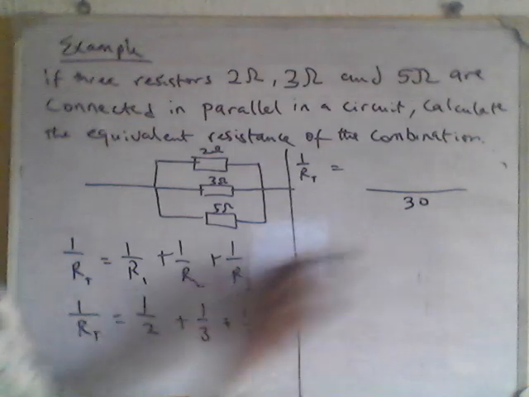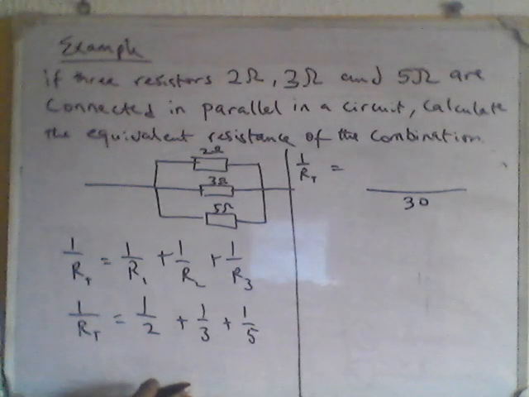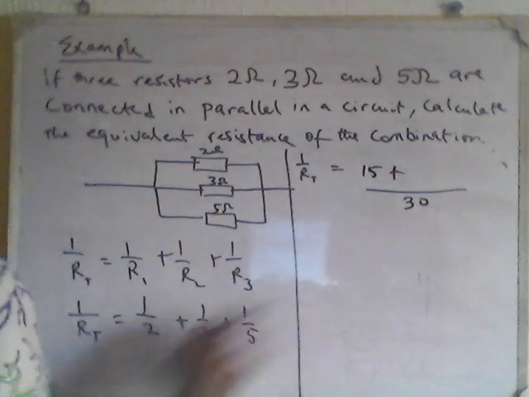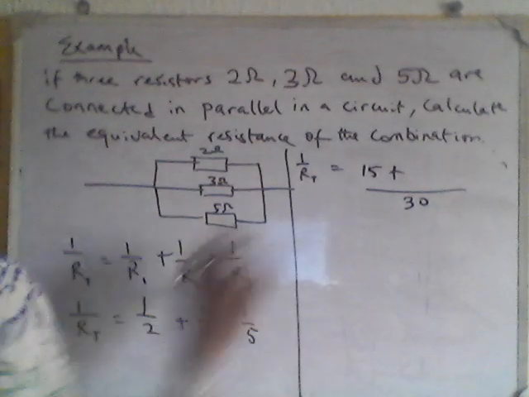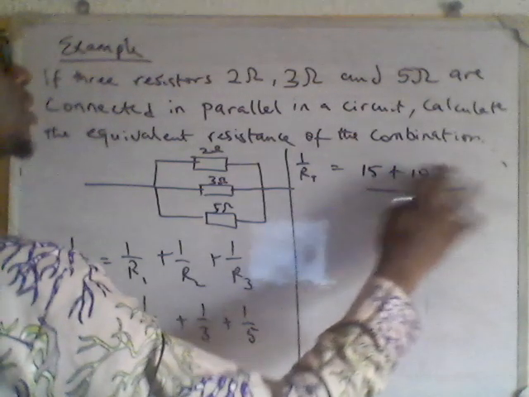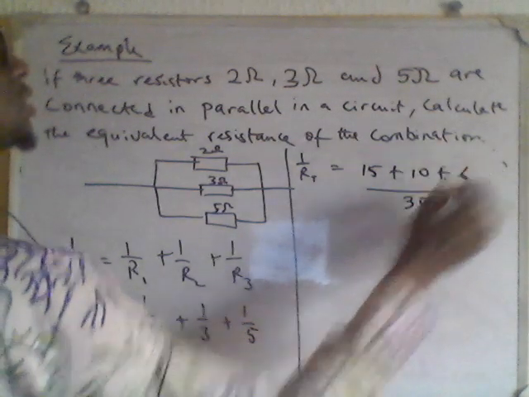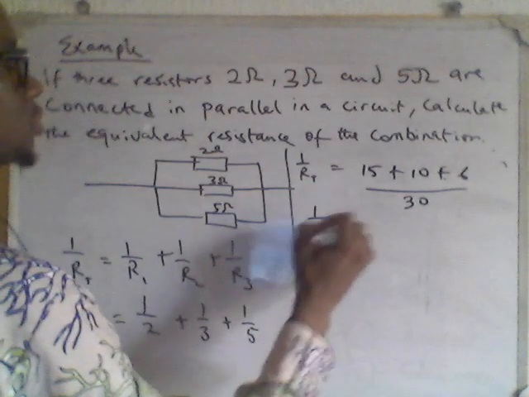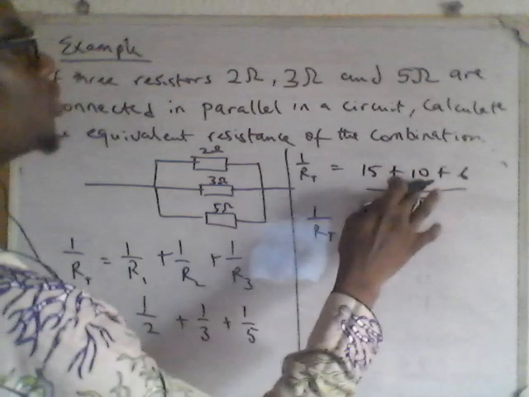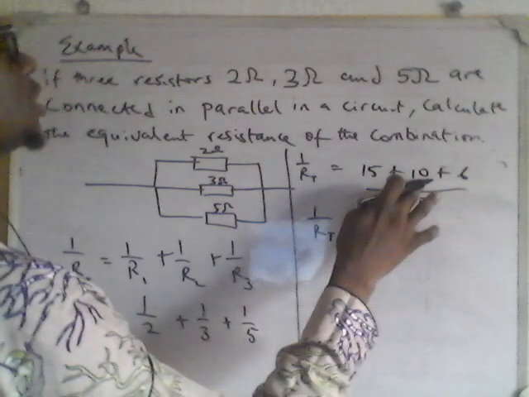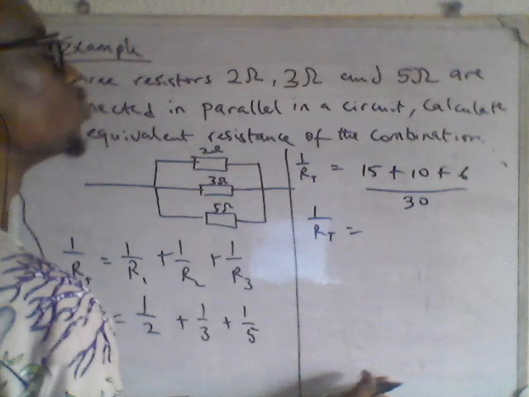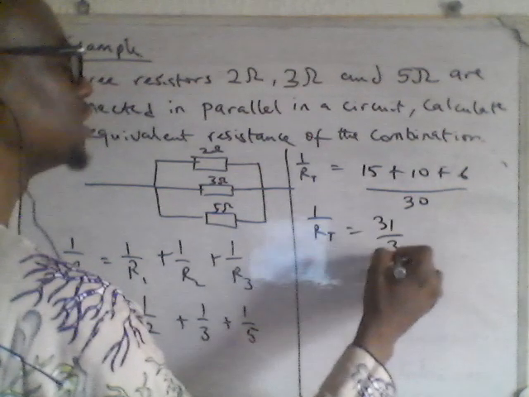All right, so 2 into 30 is 15 times 1 is 15, plus 3 into 30 is 10, 10 times 1 is 10, plus 5 into 30 is 6, 6 times 1 is 6. So I'm going to add up: 1 over RT is equal to 15 plus 10 is 25, 25 plus 6 is 31. So I have it as 31 over 30.